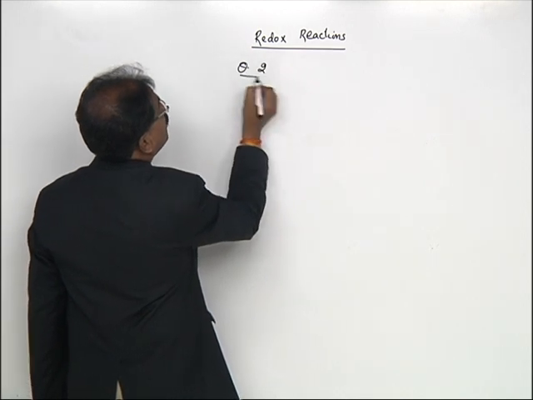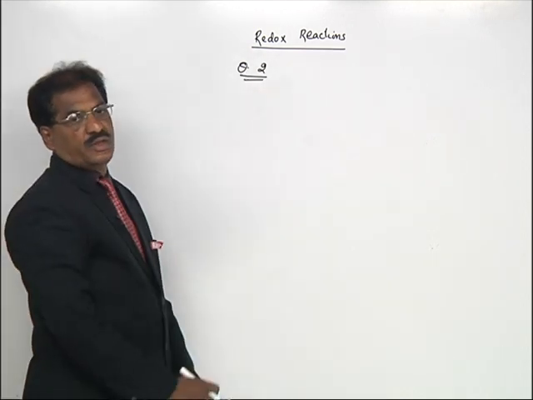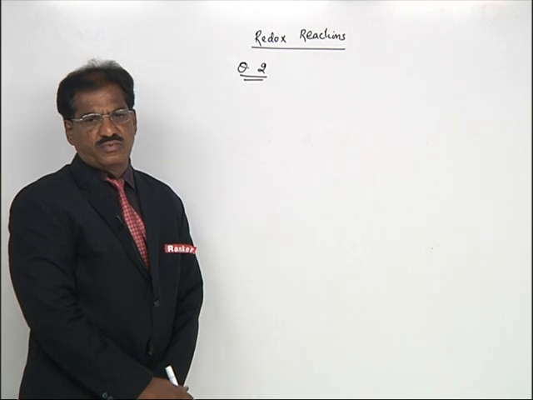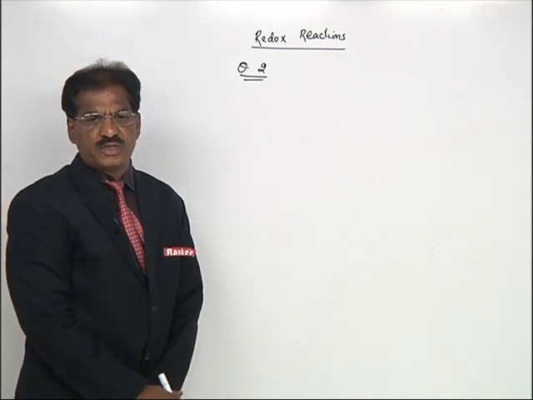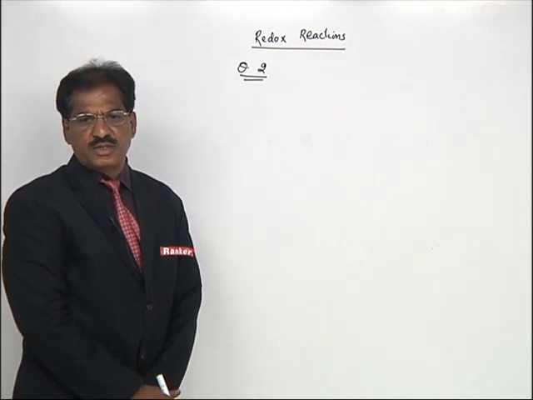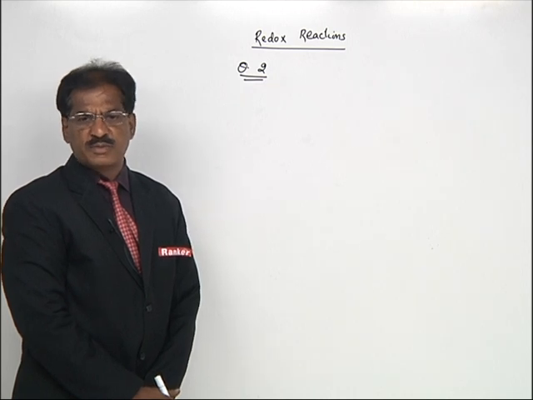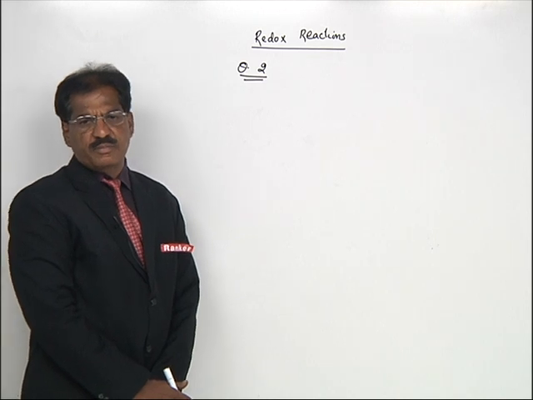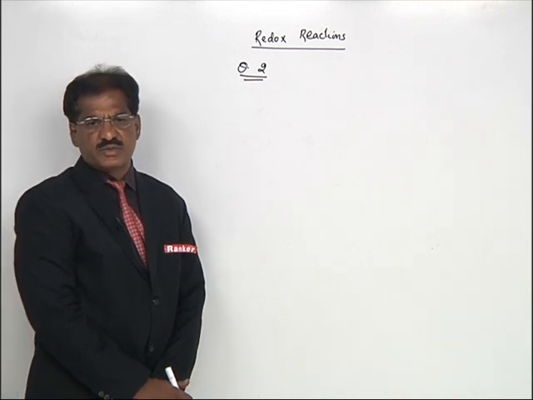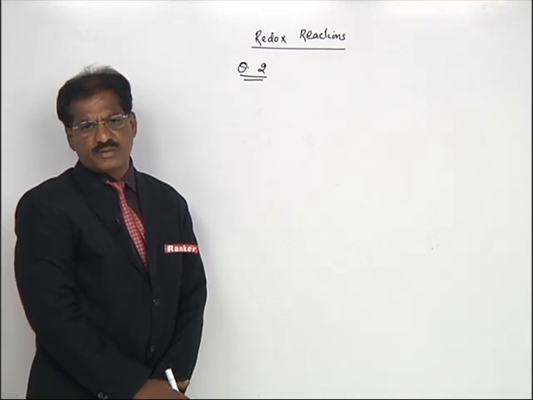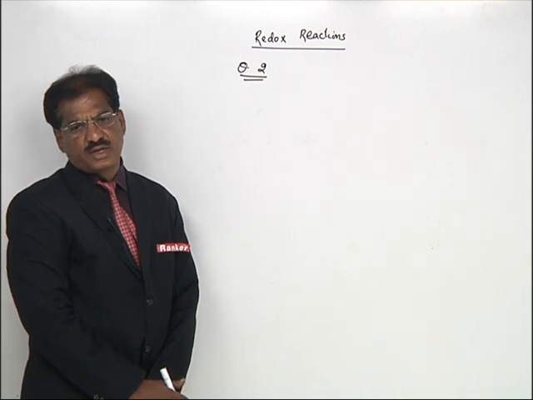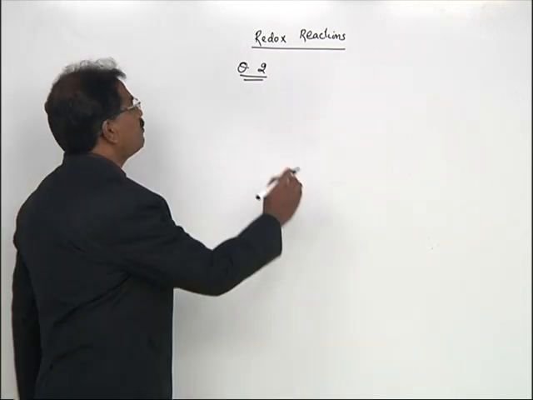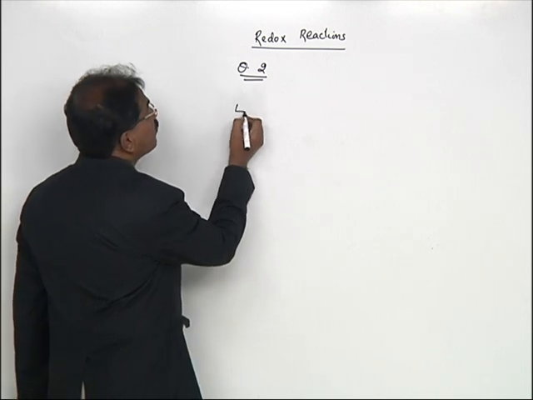Next, question number 2. In the following reaction, 4P plus KOH plus 3H2O gives 3KH2PO2 plus PH3. For this question, the options given are: P is oxidized as well as reduced. P is reduced only. P is oxidized only. None of these. Now, let me represent the total reaction.